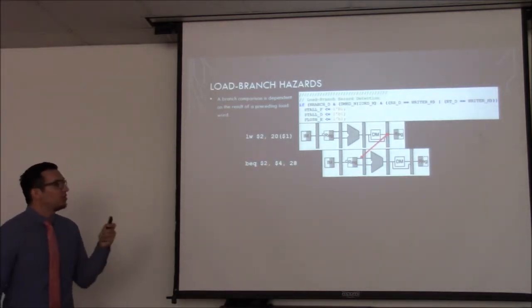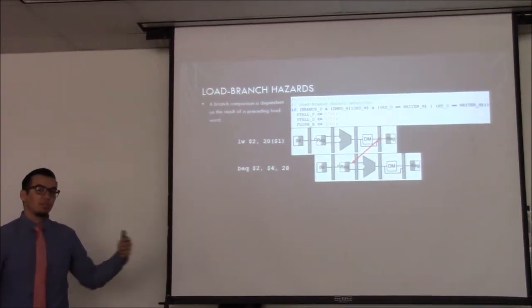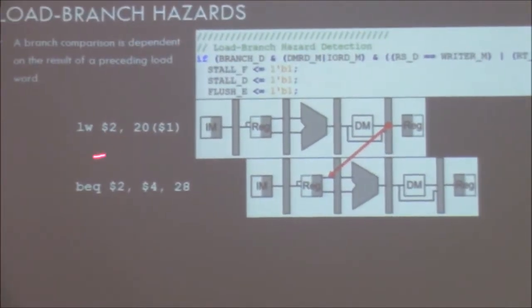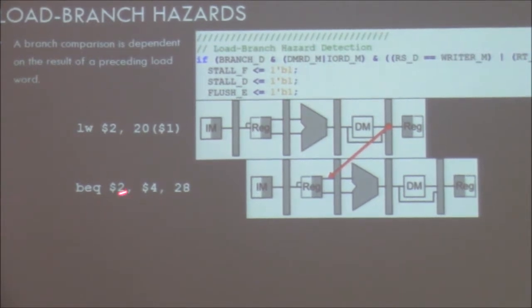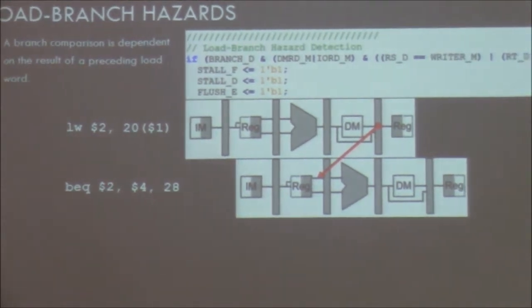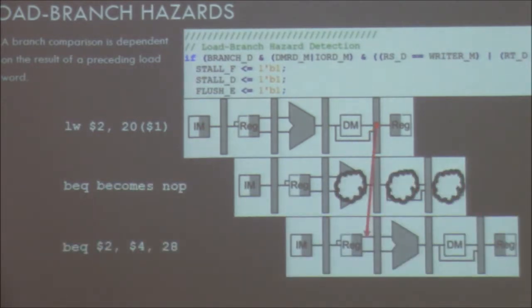Lastly, we have a load branch hazard. That's when a branch comparison is dependent on the result of a preceding load word. We have a load word here. The result is going into register 2, and we have a branch following that, where it uses register 2 as one of its source registers. Now you can see the branch requires register 2 on clock 3 again, but the load word is not ready until clock 5. So we need to insert one stall.